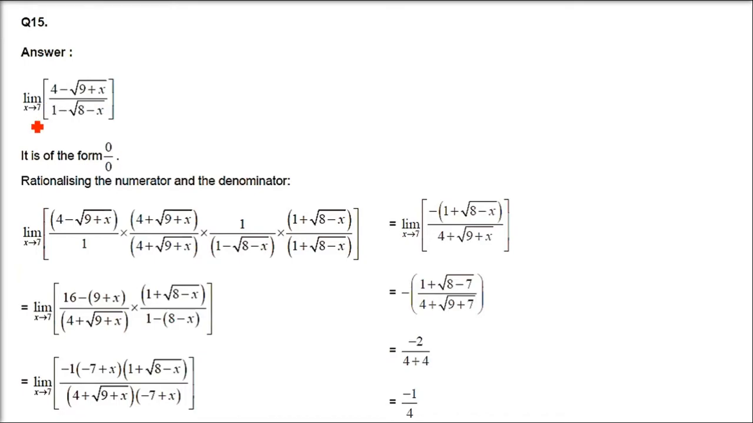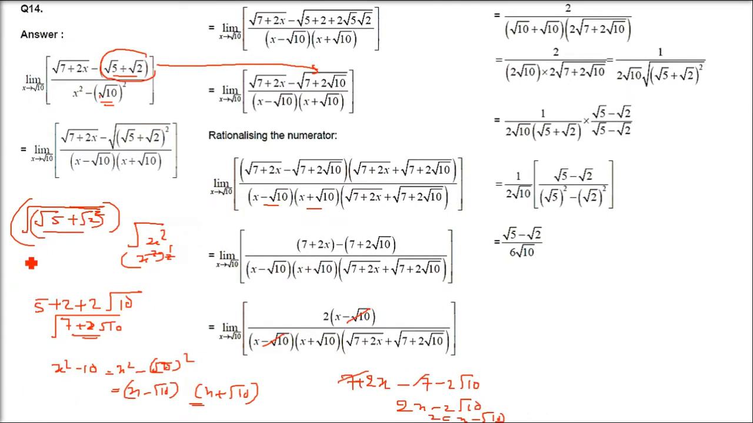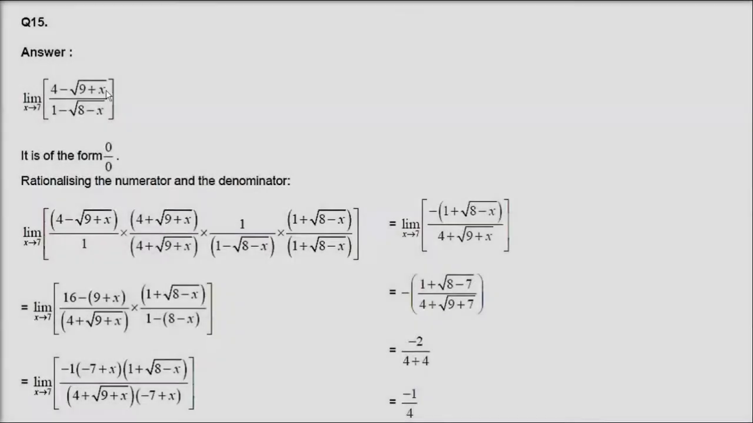So now we have 15. Okay. And this I told you, root 5 minus root 2, by 6 under root 10. I told you here under root 10, this x tends to root 10. We already said that. So this is how we solve the problem.